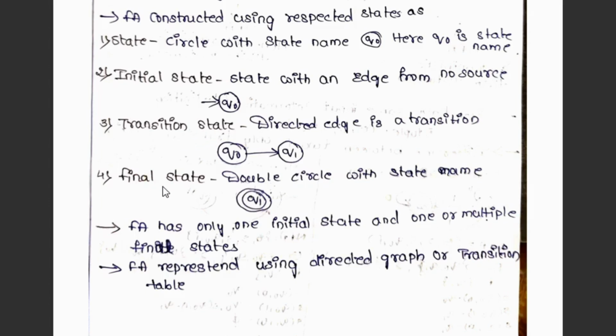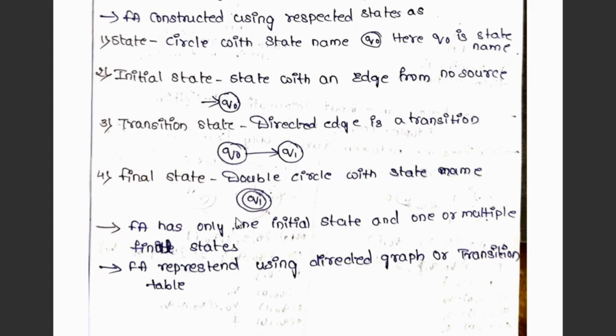What is the final state? The final state is nothing but a double circle with a state name. Normally, we represent a state with a single circle. To represent the final state, we use a double circle in this way. Okay, so these are the four things you have to keep in mind before going into the concept: state, initial state, transition, and final state. How to represent each of them. Okay.